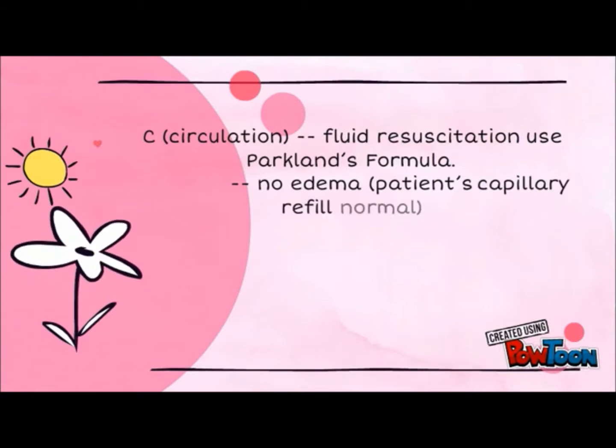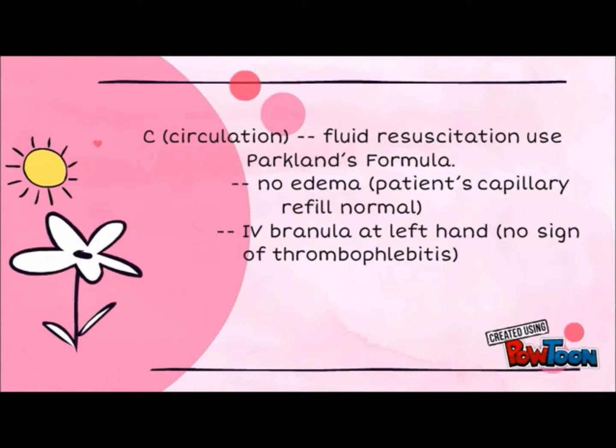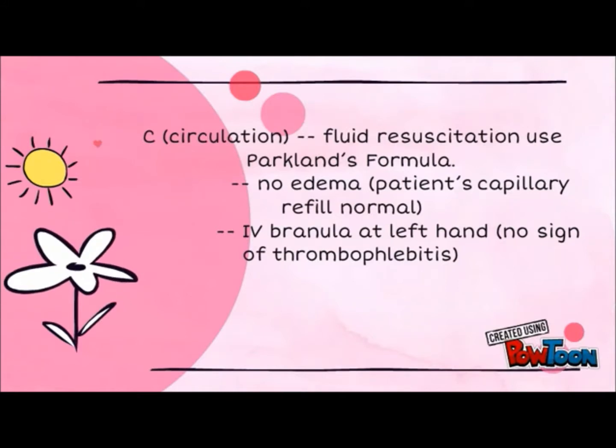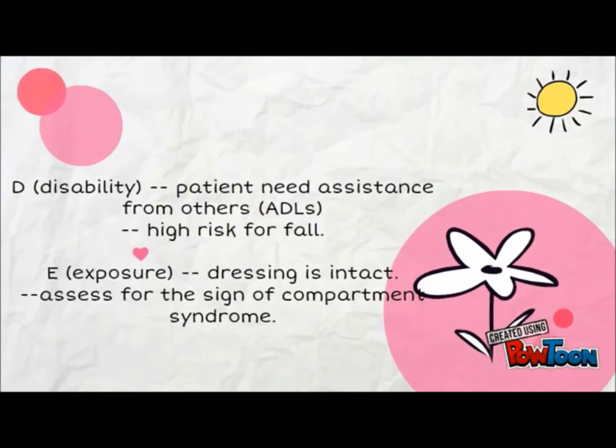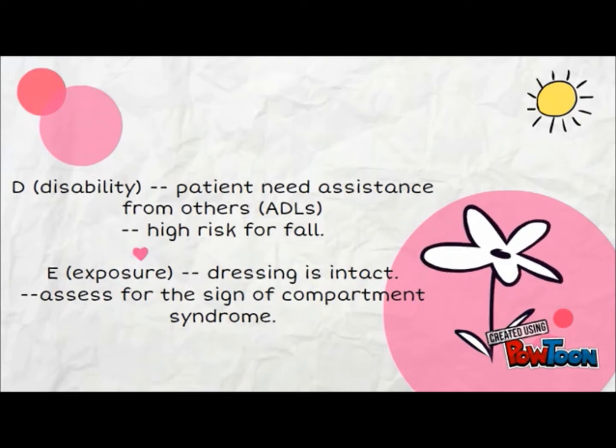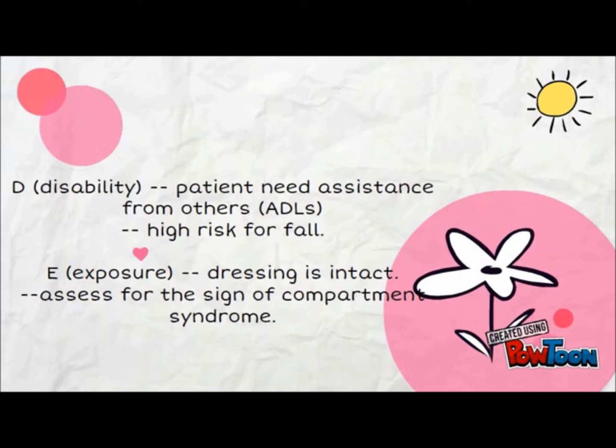Third is the circulation. The patient is given fluid resuscitation using Parkland's formula. The patient's capillary refill is normal and there is no edema. There is an IV cannula at the left hand and no sign of thrombophlebitis. Fourth is disability. Patient needs assistance from his father and mother to perform all his activities of daily living. Lastly is exposure. The dressing is intact and we need to assess for signs of compartment syndrome due to the circumferential burn injury.